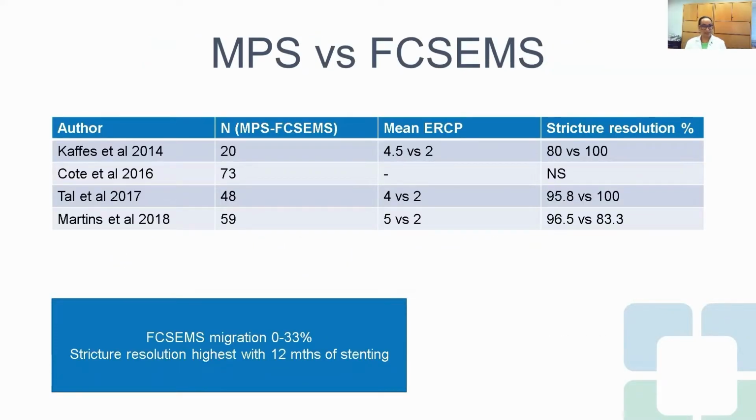So here I've encapsulated 4 randomized controlled trials that compare multiple plastic stenting versus fully covered metal stent for treatment of post-liver transplant anastomotic stricture. As you see, the stricture resolution is quite comparable. However, not surprisingly, the number of ERCPs needed for multiple plastic stenting was significantly higher than fully covered self-expandable metal stent. Also keep in mind the high stent migration rate with the fully covered SEMS, as high as 33%. And as mentioned earlier, the longer you leave the stents in, the higher the stricture resolution rate.